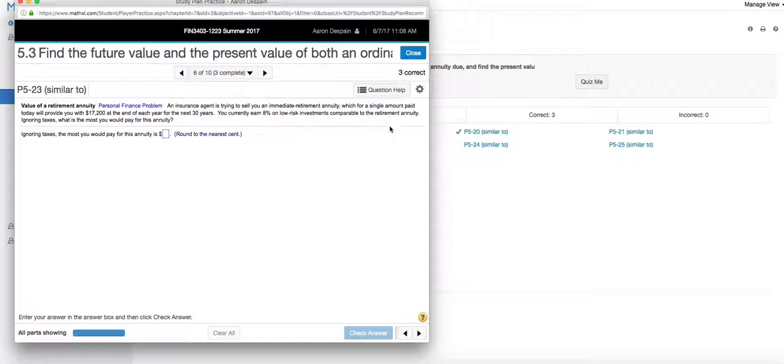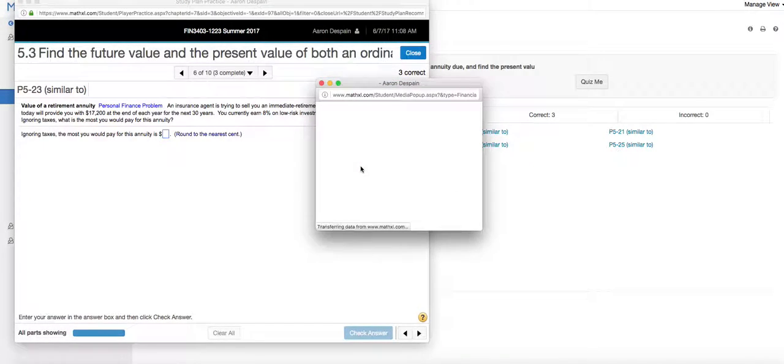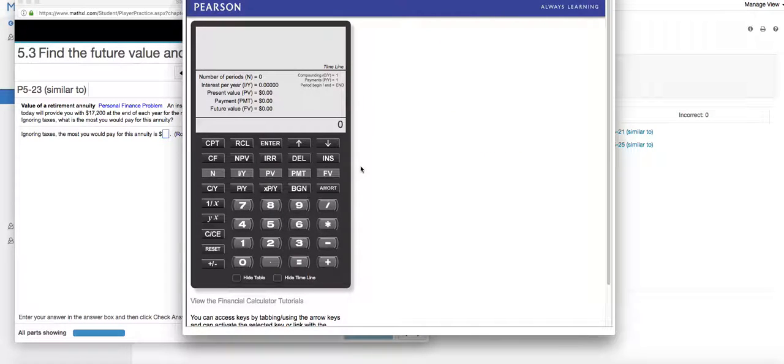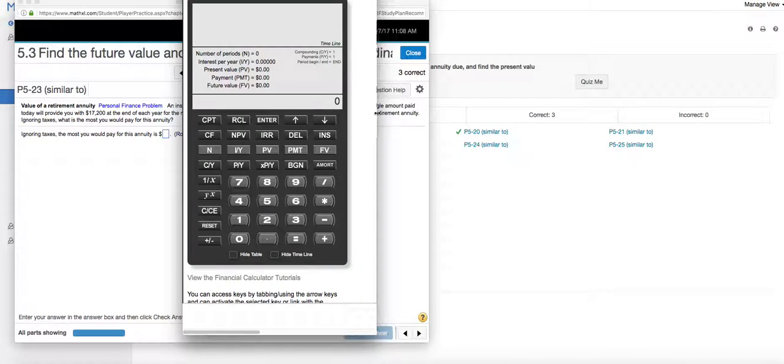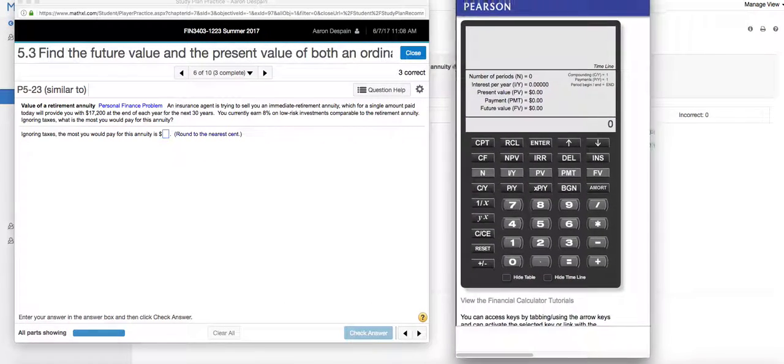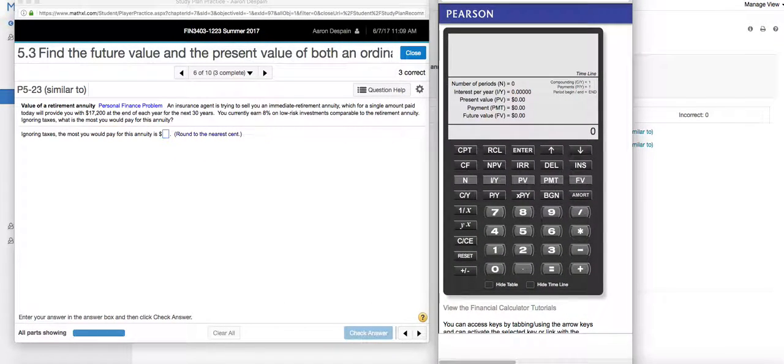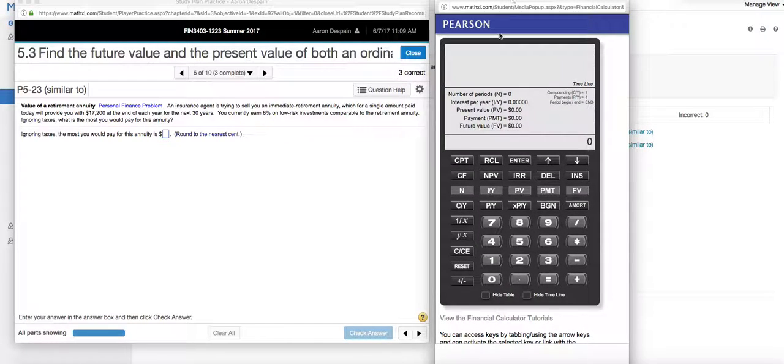So one thing that's going to help us is our financial calculator. So let's click on the calculator here, and we can just simply minimize it and share the screen. Okay, and then we can start entering the information that we know to solve the problem.